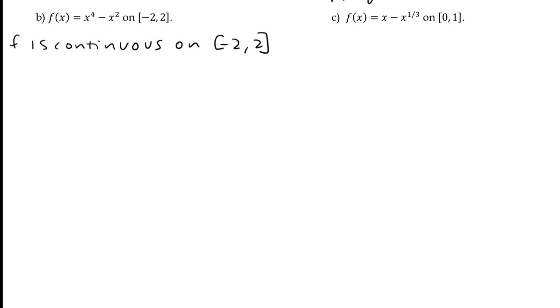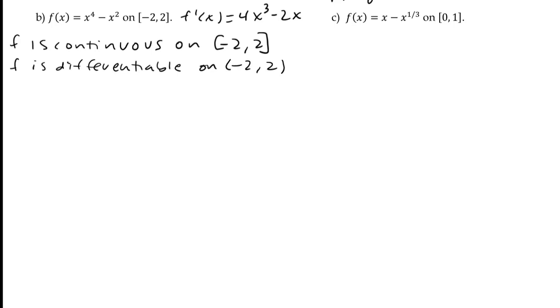Now, the only way you're going to know about differentiability is to take the derivative. So let's go ahead and do that. The derivative is 4x cubed minus 2x. Is this function good for all x's in this region? Sure, this function's good everywhere. There's no 0 in the denominator. There's no radicals. So we can also say that f is differentiable. And f is differentiable on (-2, 2).